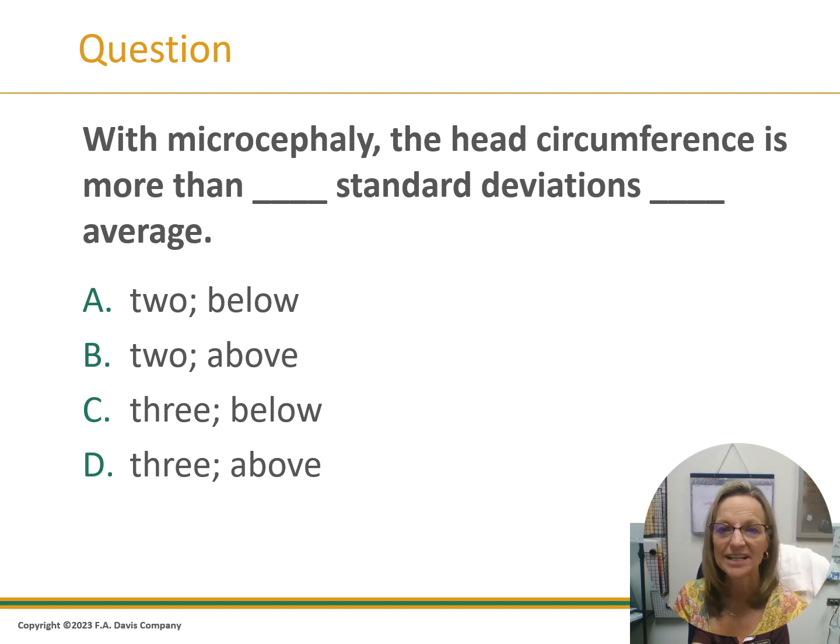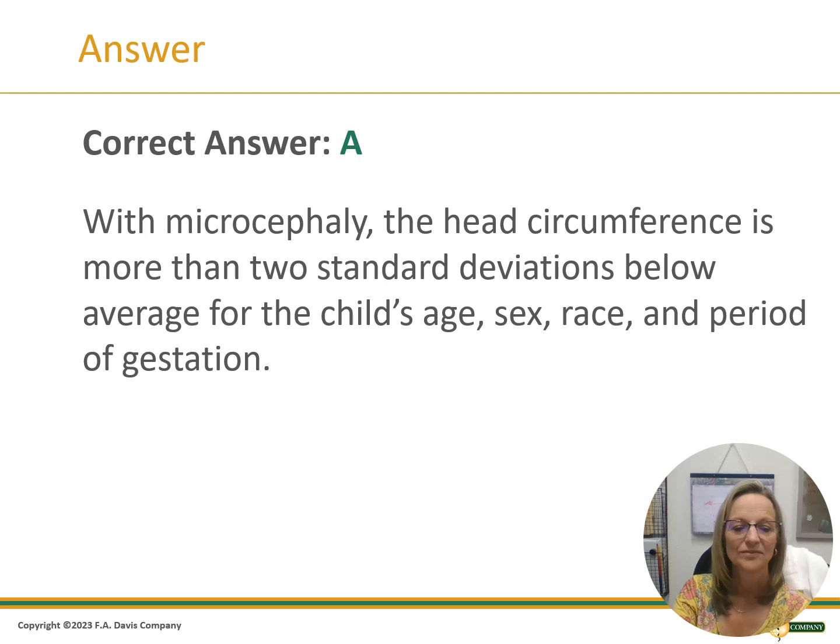Okay, do you remember this? With microcephaly, the head circumference is more than how many standard deviations below or above average? Is it 2? Is it 3? Do you all remember this? The correct answer is A. If you remember, with microcephaly, the head circumference is more than 2 standard deviations below where the child should be on their head circumference. Macrocephaly is 2 standard deviations above.